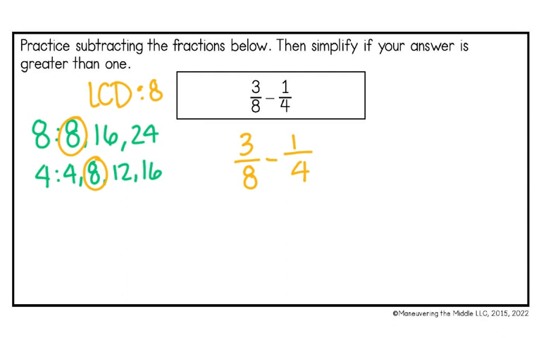And I'm going to do that by multiplying by 2, because 4 times 2 is 8. And remember, whatever you do to the bottom, you have to do to the top. So now I'm going to have 3/8 minus 2/8. And now I can go ahead and subtract. So our denominator stays the same. That's going to stay 8. So all I have to do is 3 minus 2, which is 1. So my answer is 1/8.